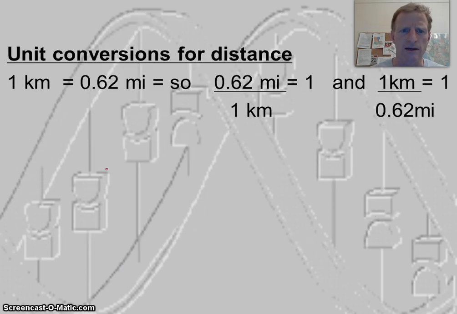So let's look at one more. How about a unit conversion for distance? And again, if you're a runner and you're running 5Ks and 10Ks and marathons and half marathons, you have to do this all the time. You're calculating your miles per hour, but you're running a 10K, so you're doing these unit conversions. So 1 kilometer equals 0.62 miles. So again, since those two equal each other, 0.62 miles over 1 kilometer equals 1 because they're the same value. And 1 kilometer over 0.62 miles equals 1.